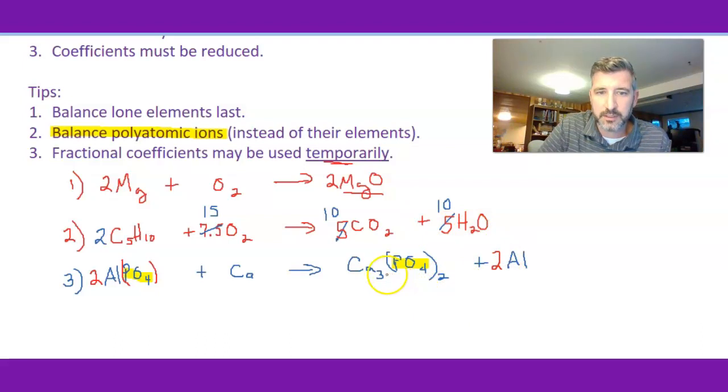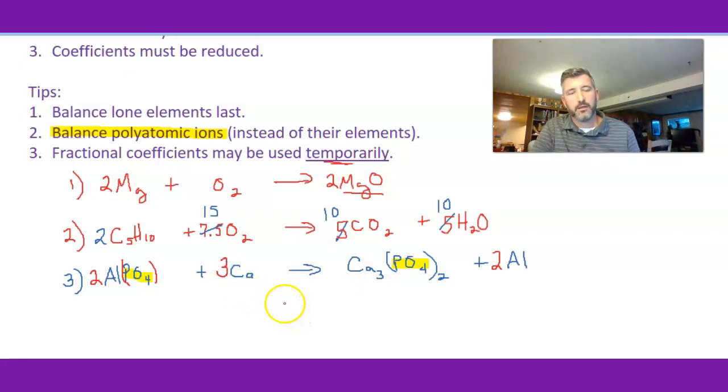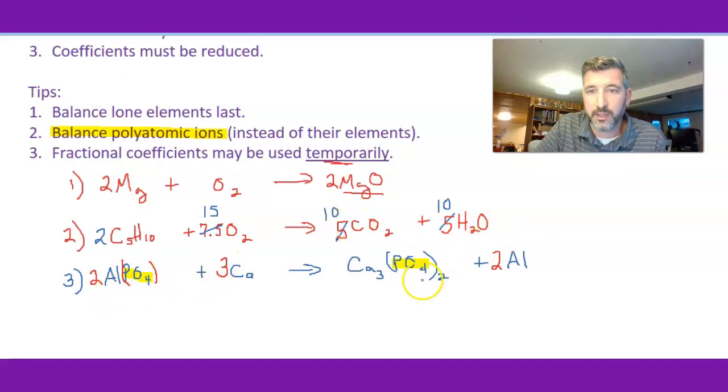And then the last step, it looks like calcium is still not balanced. I've got 3 on the left, so I need to have a 3 on the right. Once again, that has to be done as a coefficient. And since a 2 to 3 to 1 to 2 ratio can't be reduced, we're done.